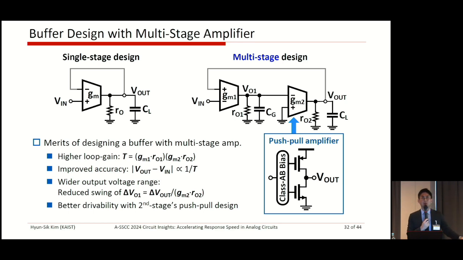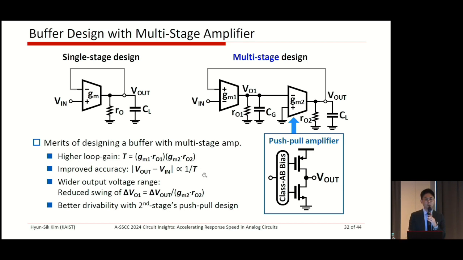Okay, so far we have explored the single-stage design, but very frequently the multi-stage design is used. The reason is that by using the two-stage design, the loop gain of the feedback loop becomes higher, right? In the DC domain, a higher loop gain provides a more accurate response, right? This is very well known. In the DC state, the accuracy is proportional to 1 over T, right? Therefore, if we increase the loop gain T, a higher T enables more accurate voltage delivery, right?